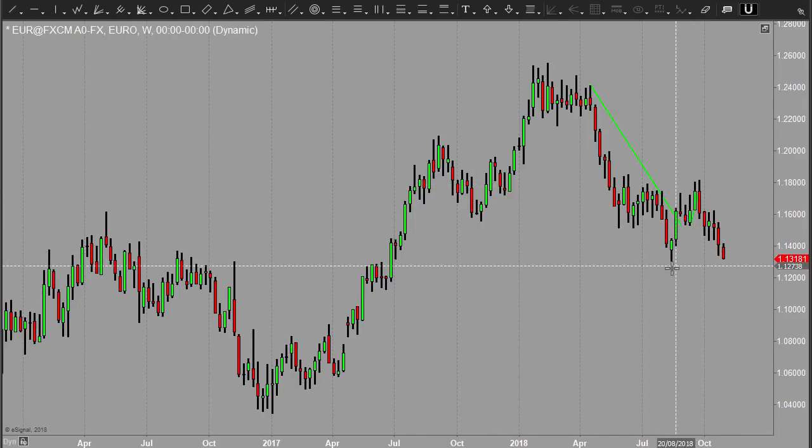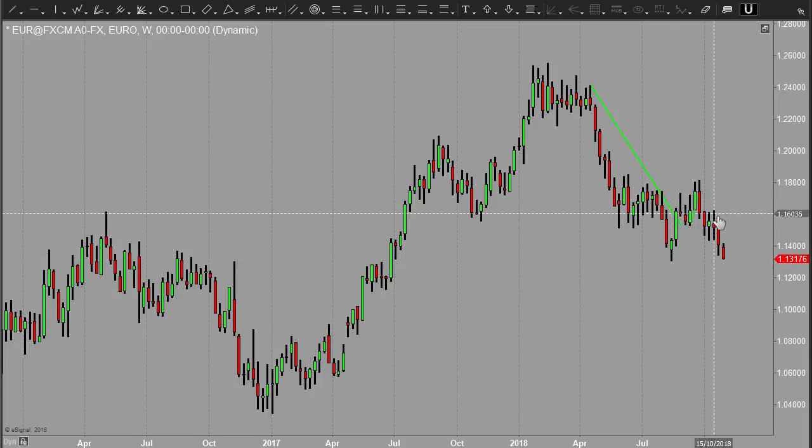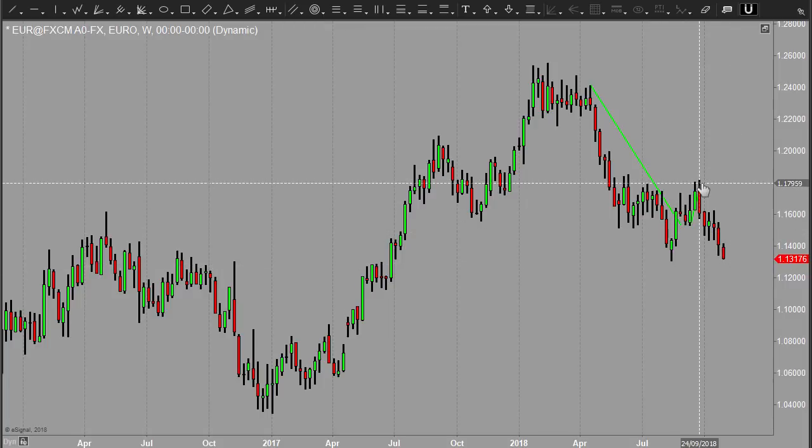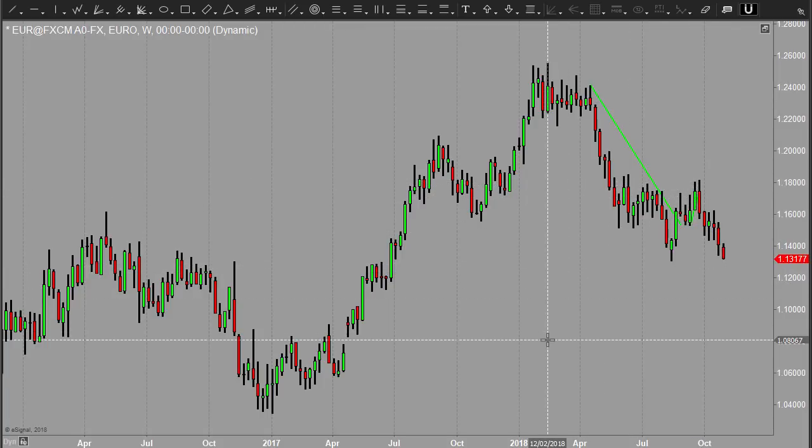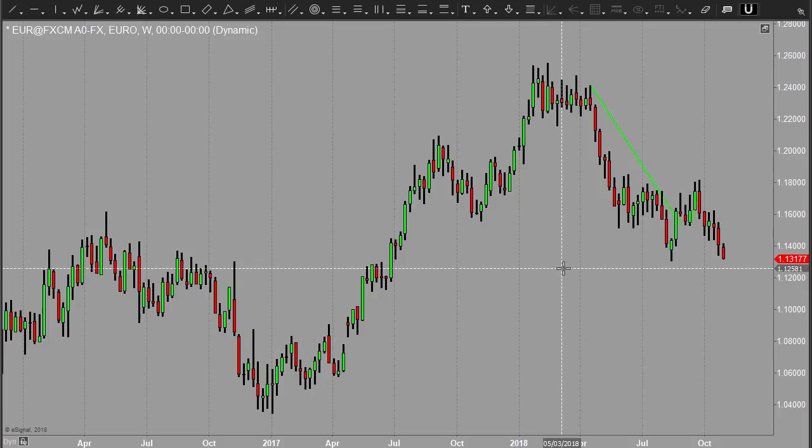And look what it's just done. It's just broken the lows from back in August there. We're just breaking that sort of area. So again, it's confirming a lower high into this point here. Okay, so I just really wanted to reintroduce the art of reading price.